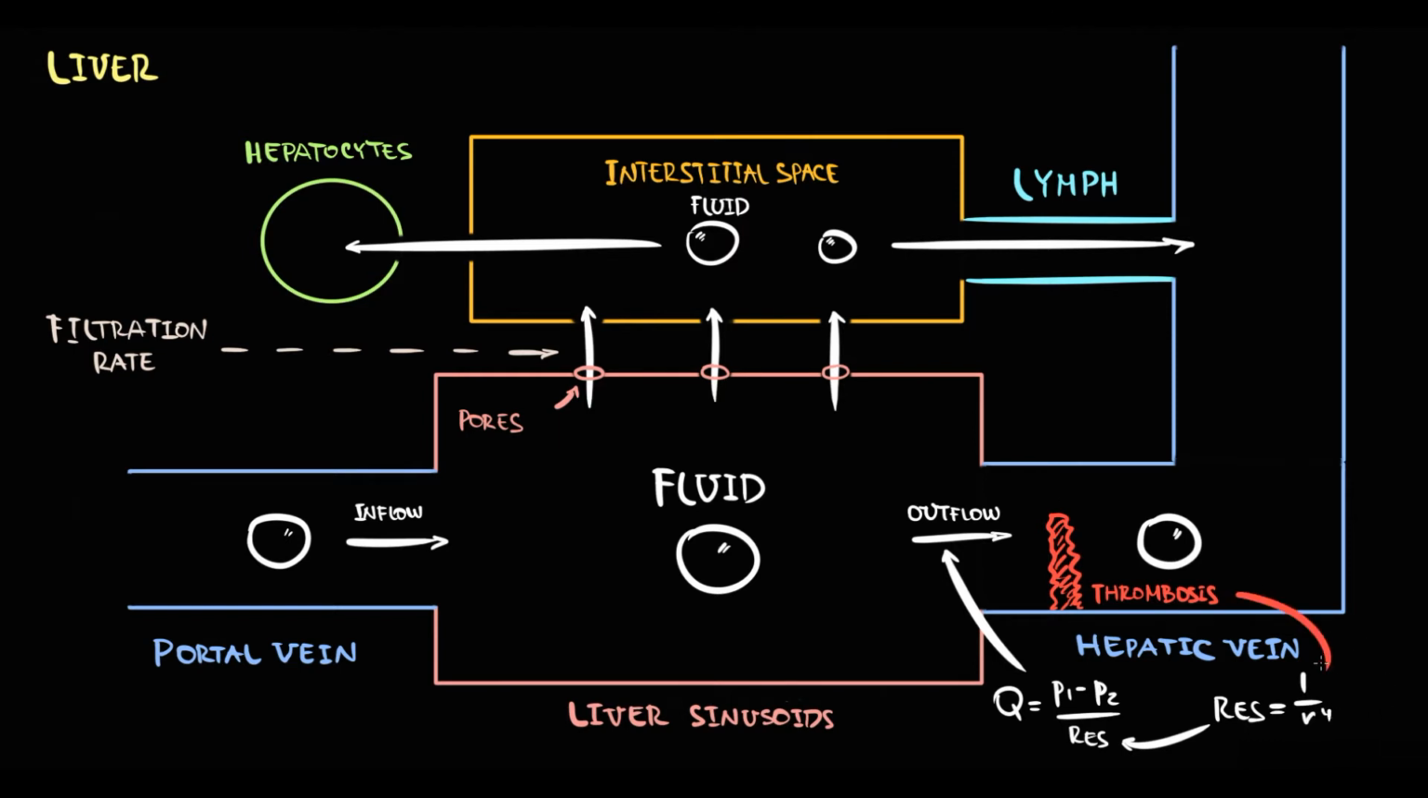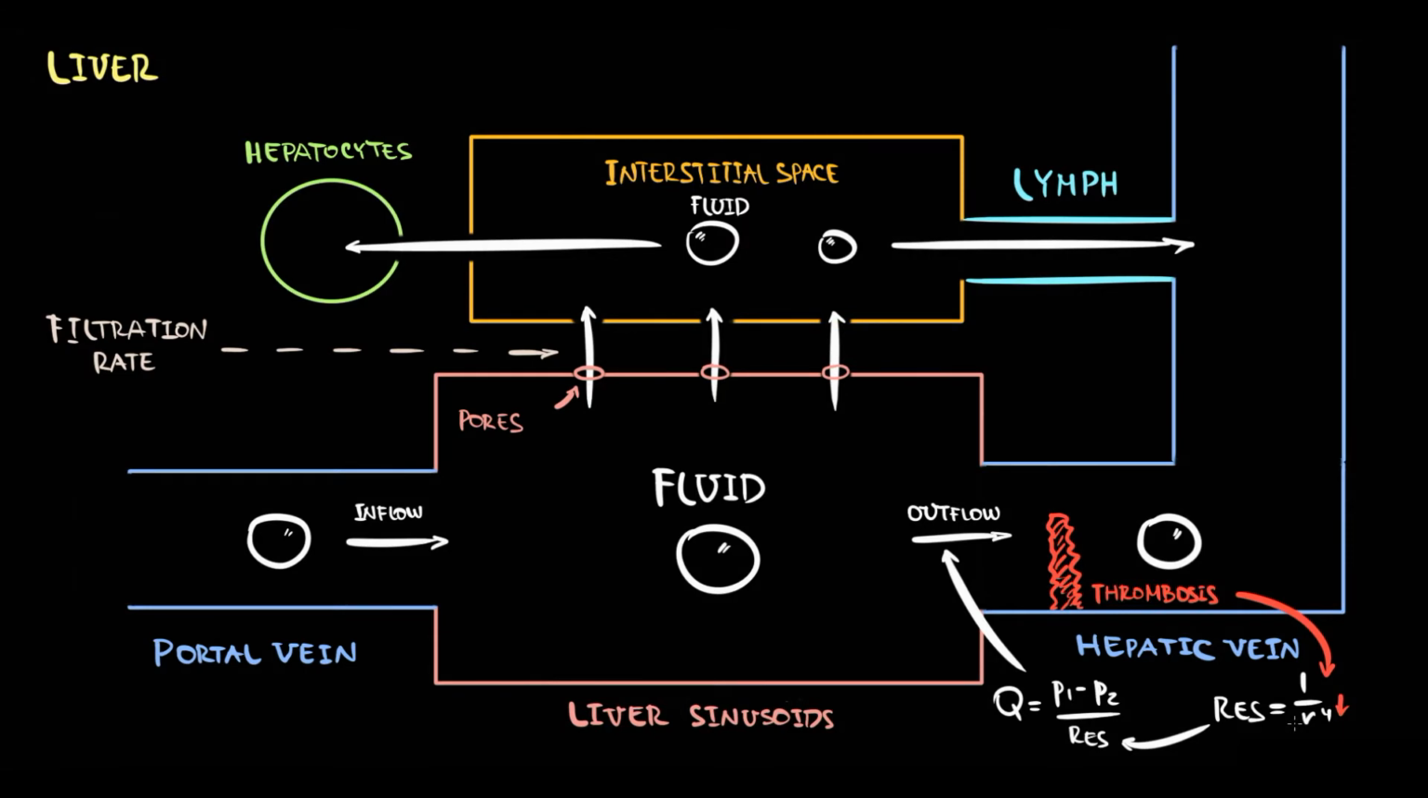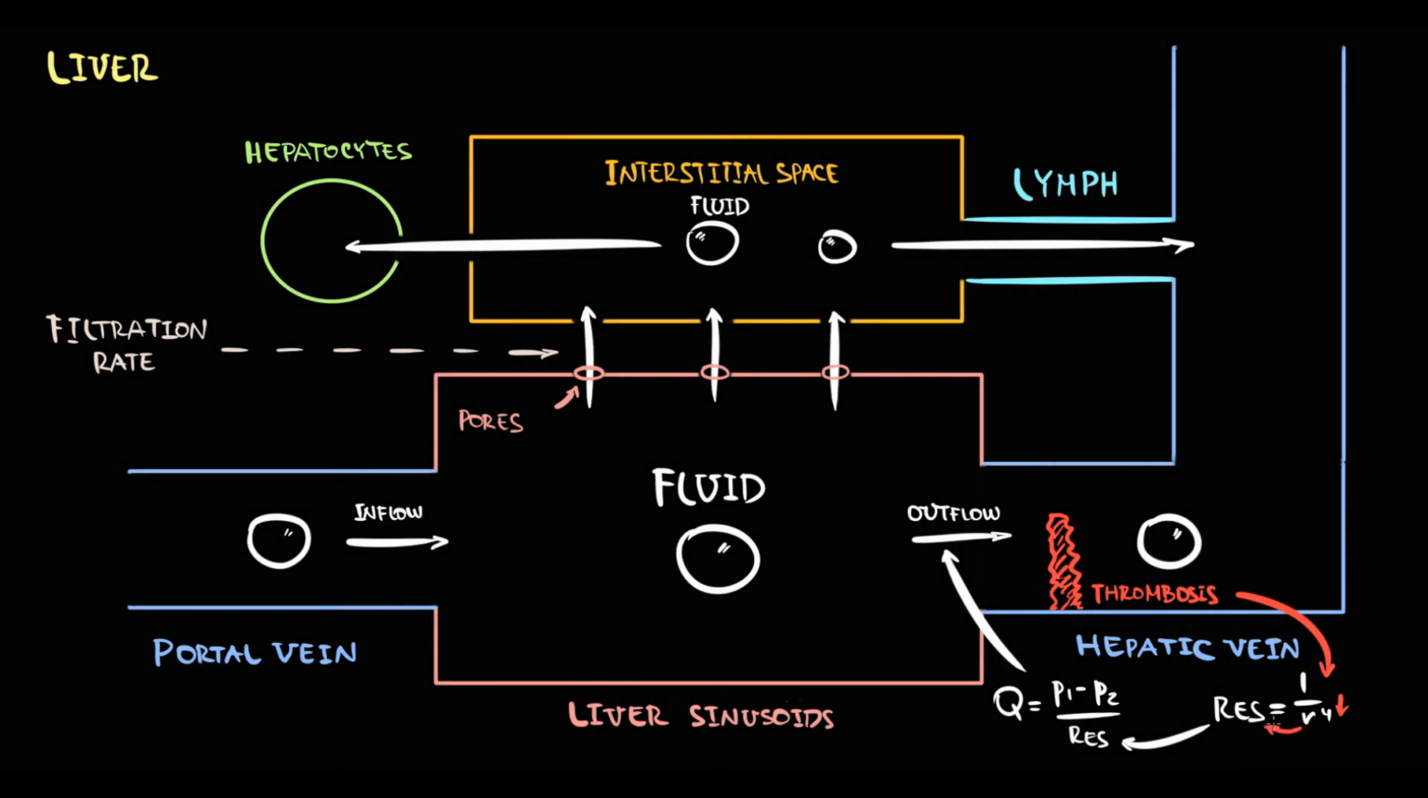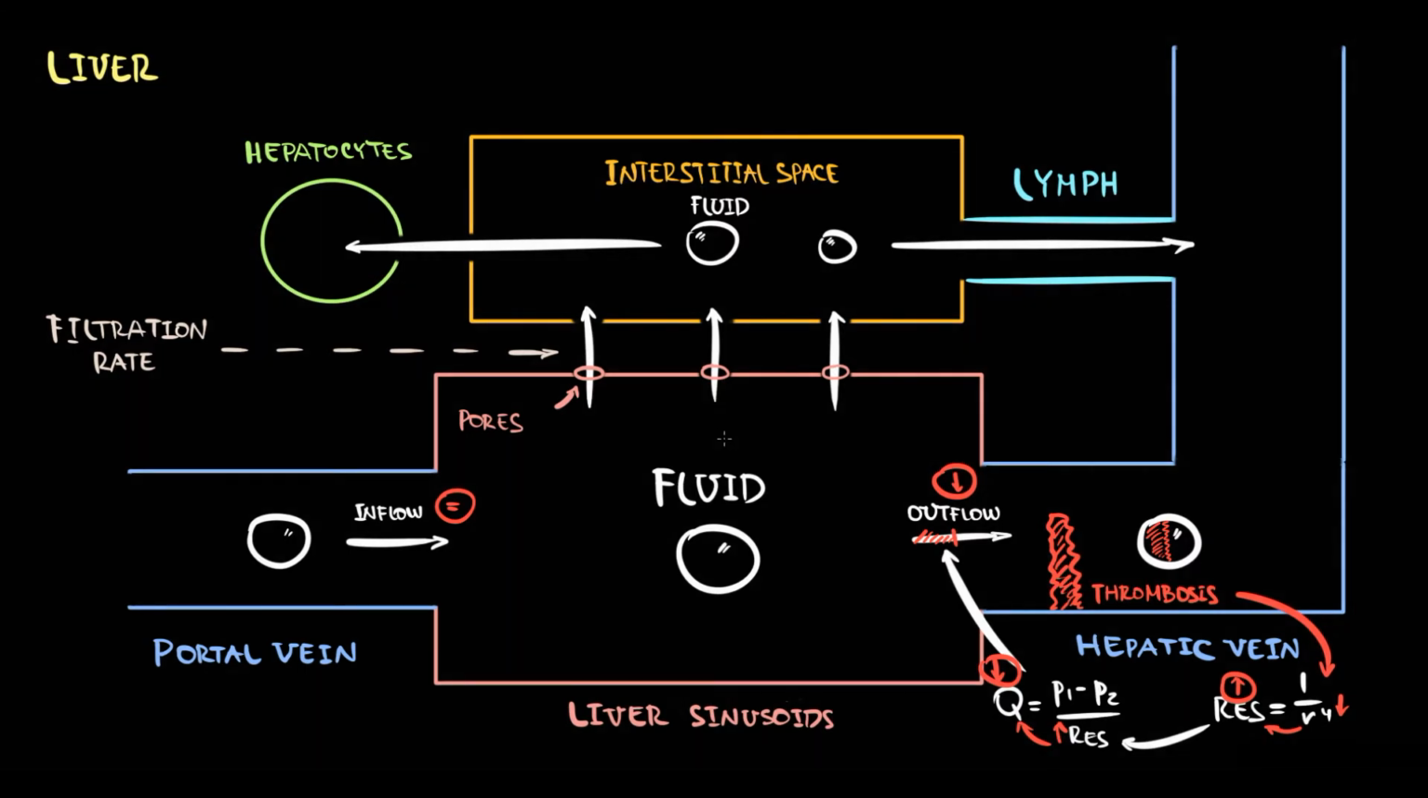So if a thrombus is formed, it will cause obstruction of the vein. Thereby, the radius of the vessel will decrease. With a decrease in radius, resistance increases, and with an increase in resistance, flow through this region will decrease. So with formation of a thrombus, the outflow of blood decreases, but the amount of blood that is delivered to liver tissue by the portal vein remains the same, because nothing is wrong with cardiac output.